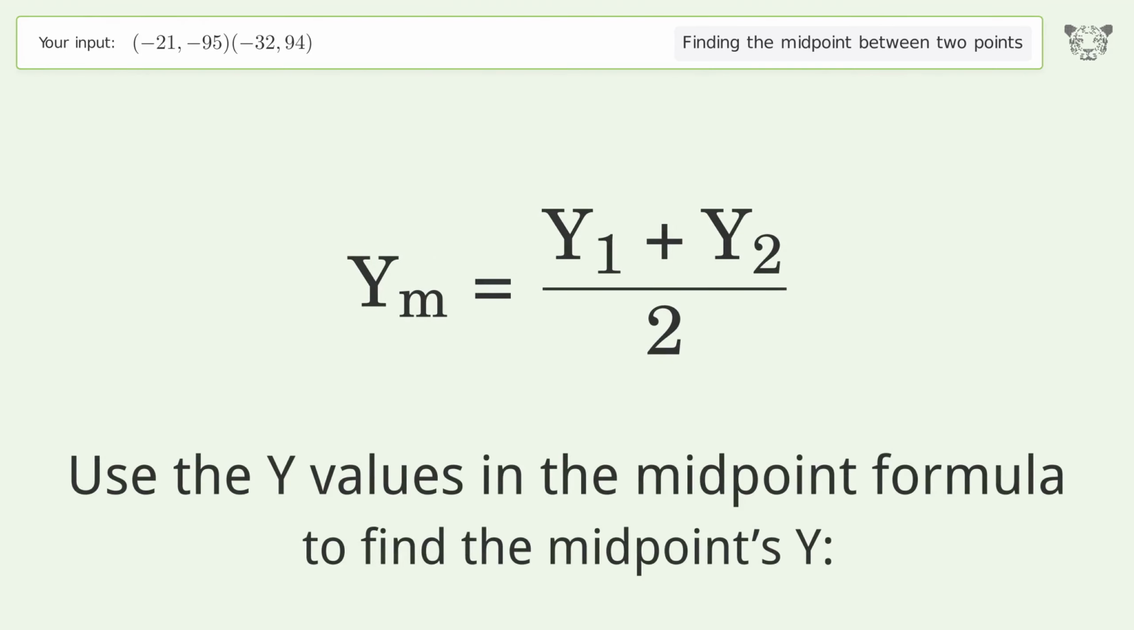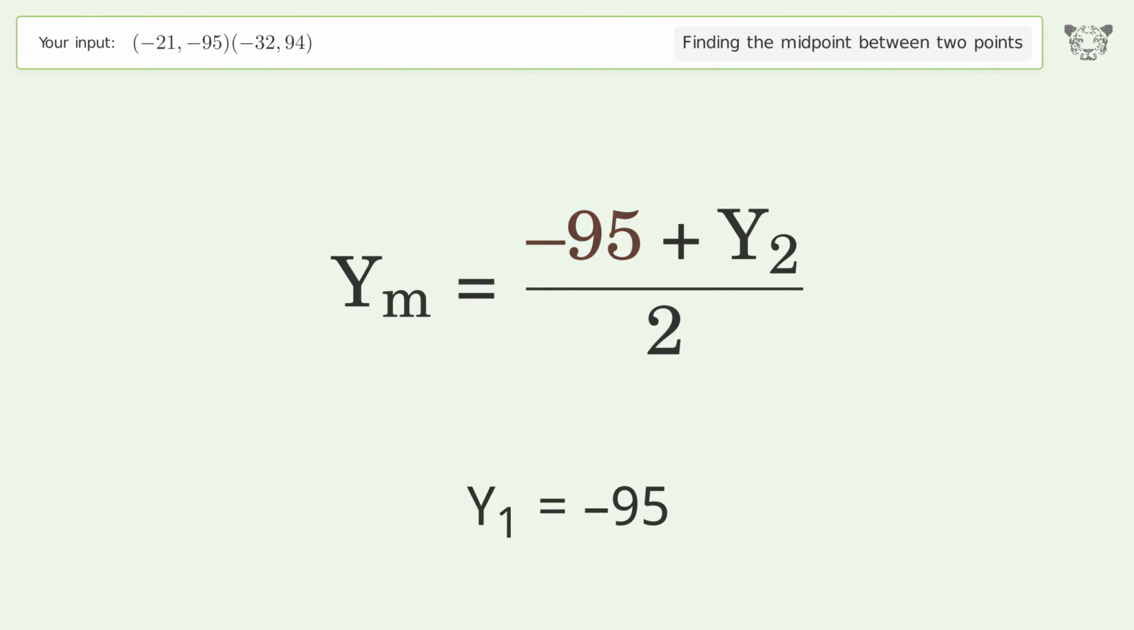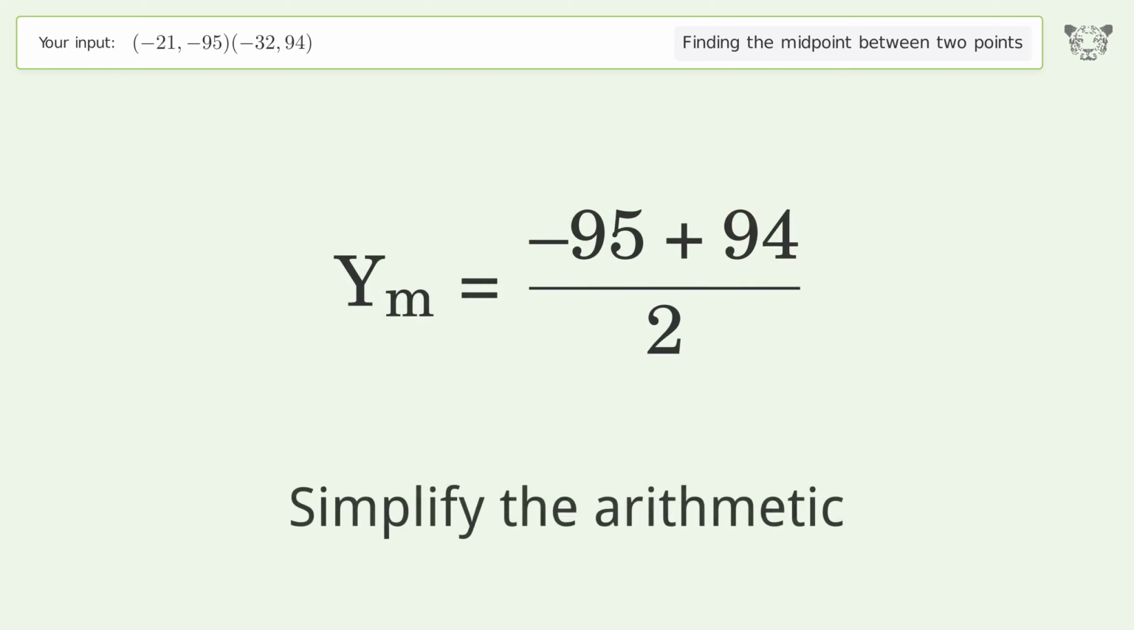Use the y values in the midpoint formula to find the midpoint's y. y1 equals -95. y2 equals 94. Simplify the arithmetic.